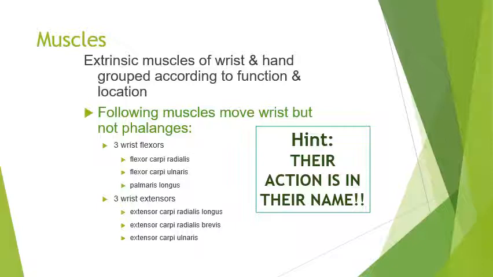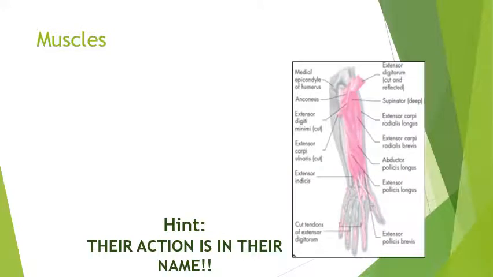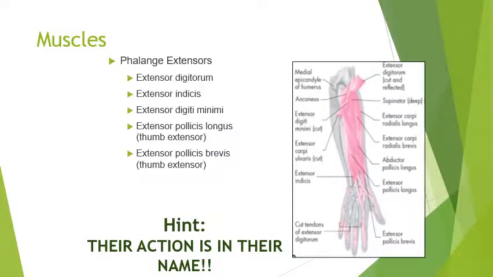So while there's a lot of them to remember, if you look at the names, it tells you a lot about their location, and not only their location, but also their action. So a little bit of both. Okay, the phalange extensors: the Extensor Digitorum, the Extensor Indicis, the Extensor Digiti minimi, the Extensor Pollicis longus, your thumb extensor, and Extensor Pollicis brevis, another thumb extensor. Okay, again, the action is in their name.